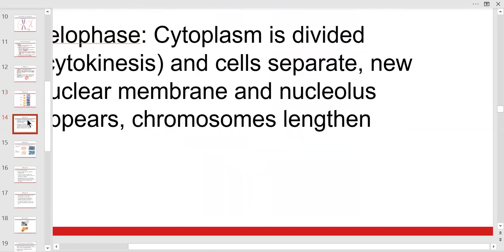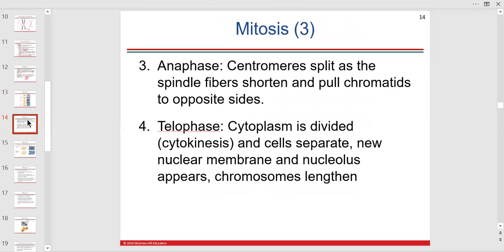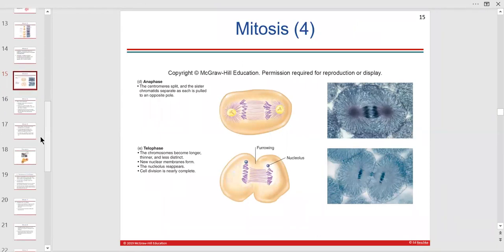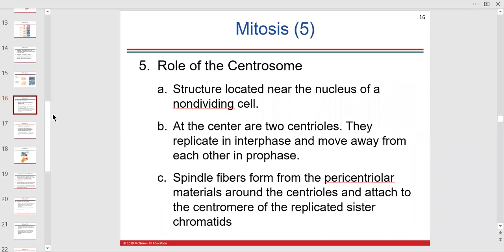I like that. That helps. So this pretty much tells you what happens. Cytoplasm is divided through cytokinesis. That's the term for that. And chromosomes are lengthening. Again, nice pictures. Again, telophase is a tough one. I'm with you on that.